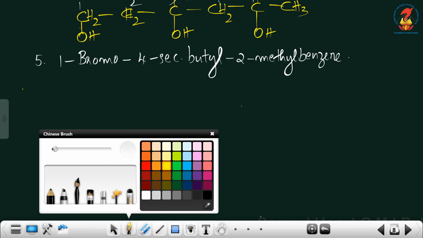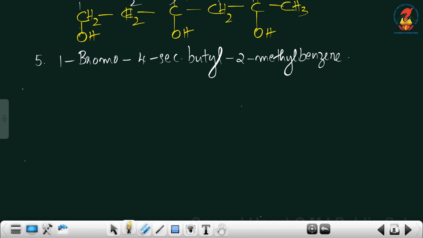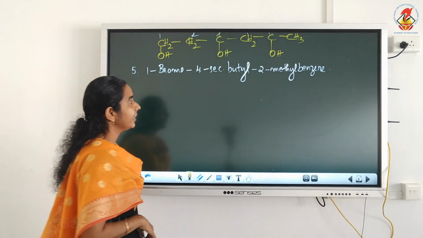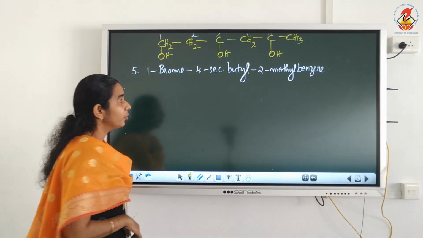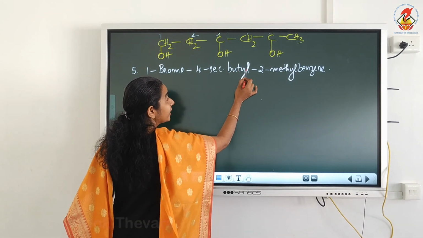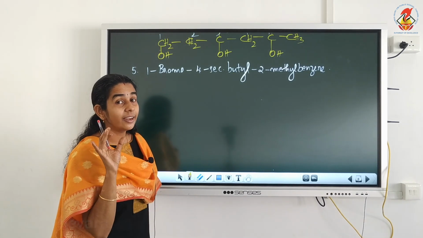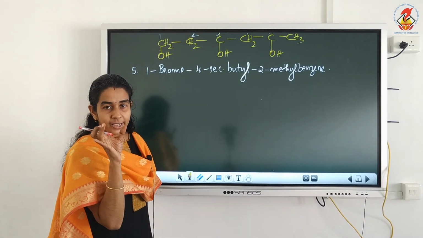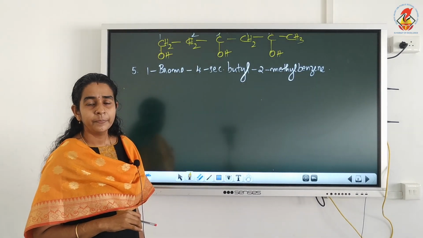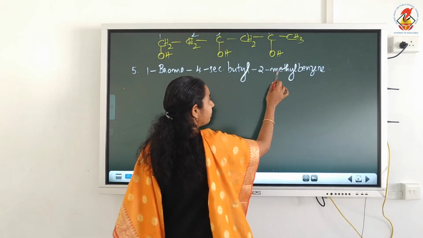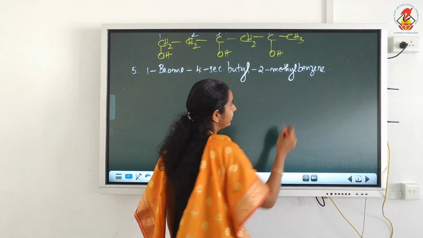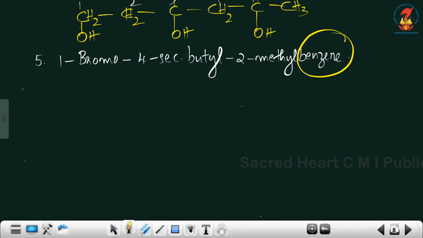Now the next compound is 1-bromo-4-secondary butyl-2-methyl benzene. So here don't think that this is the word root. This is not but, it is butyl. Butyl means it is an alkyl group. It is a branch or substituent coming. So here which is the word root or which is the parent? Is it meth? No, it is actually not meth, it is methyl. So that is also a branch. So here the parent is benzene.